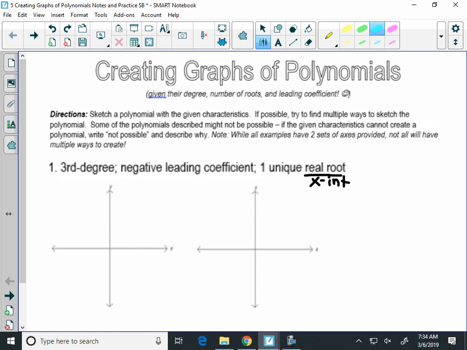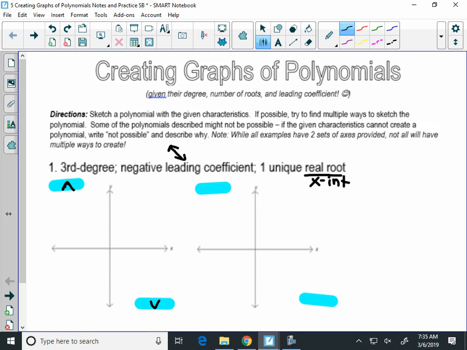If I have a negative leading coefficient, that means when my arrows point in opposite directions, it's going to have a negative trend, which on our graph means that your arrow is going to start high and end low, right? So we need to have that negative trend. We can curve in the middle, and we have one x-intercept. So there are a couple ways we can draw this. We start with an arrow up high and an arrow down low.